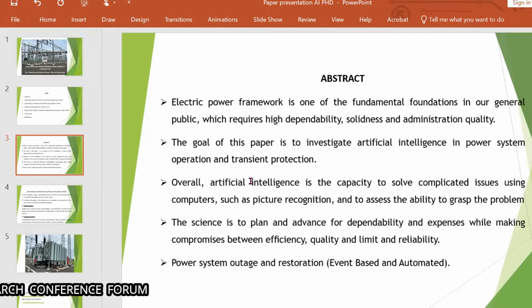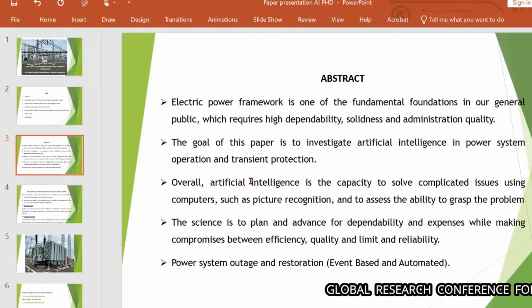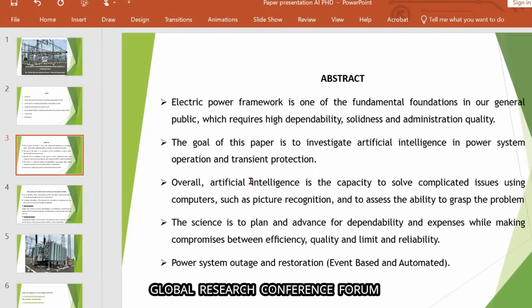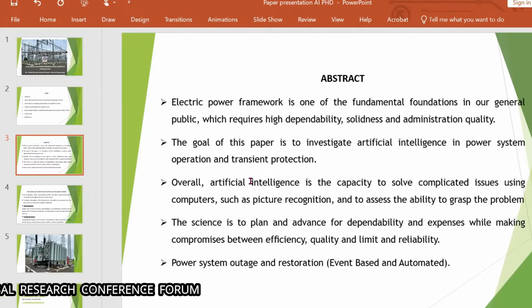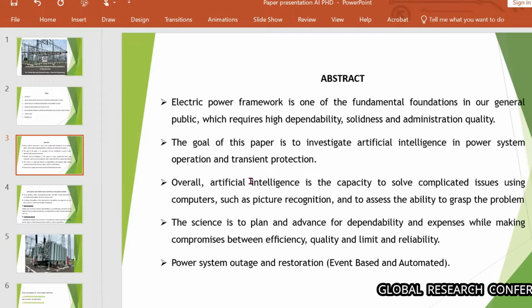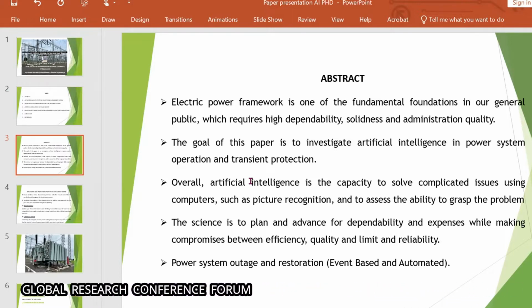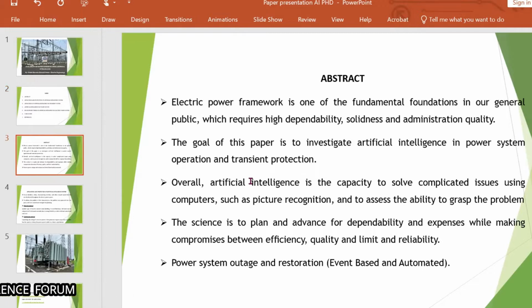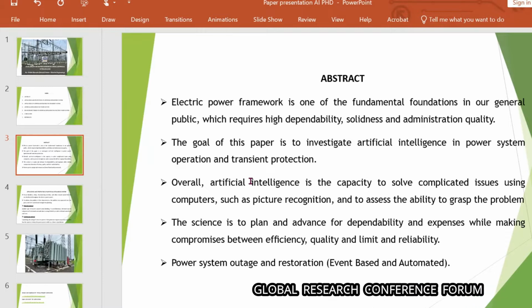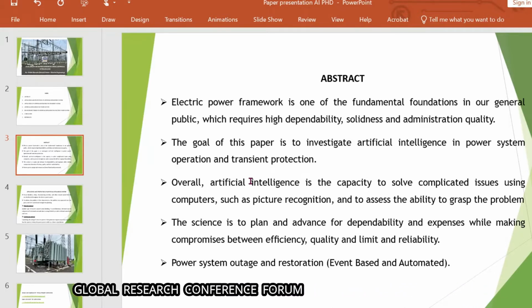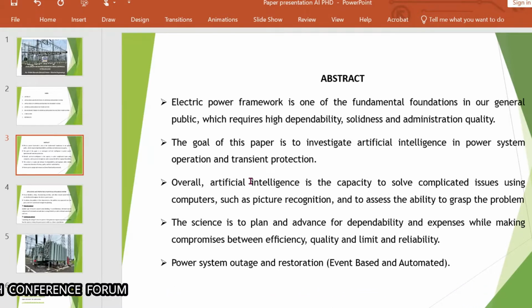Okay, now electrical power is a framework and one of the fundamental foundations in our general public, which requires high dependability, solidness, and administration quality. Now, when we wake up in the morning, from the start of our day up to the end of night, we use a lot of electrical gadgets. Some are low power consumption, some are high power consumption. Now, the goal of this paper is to investigate artificial intelligence in power system operation and transient protection.